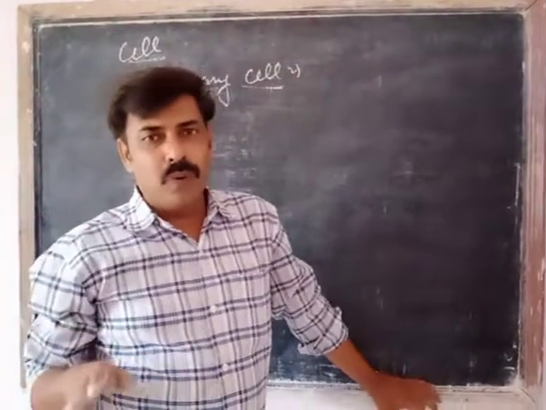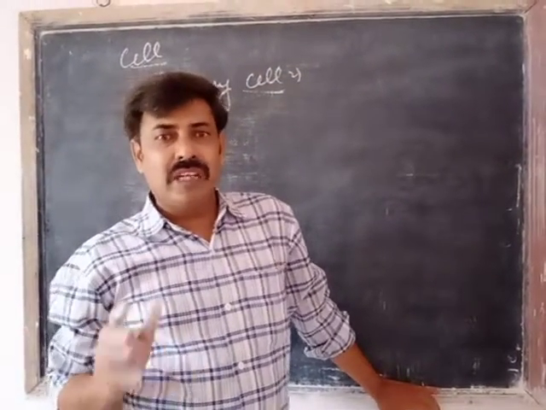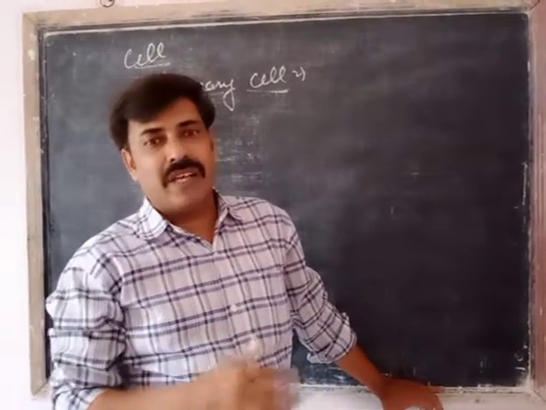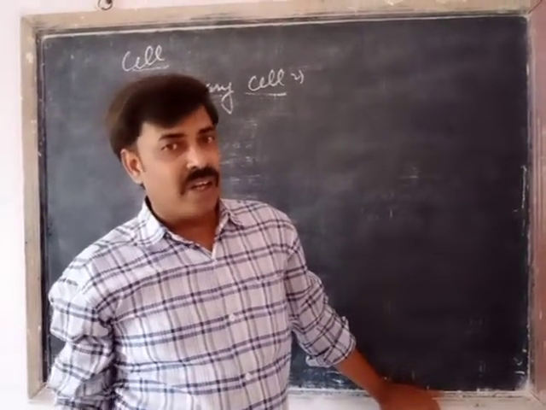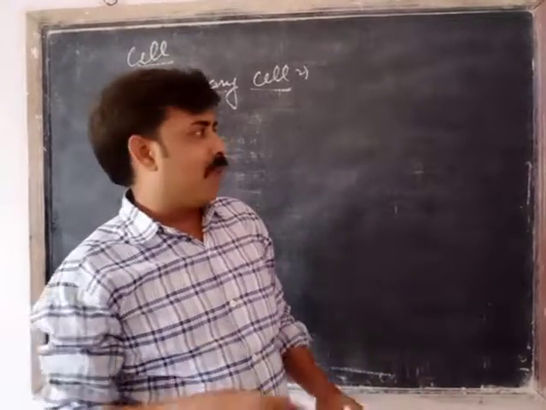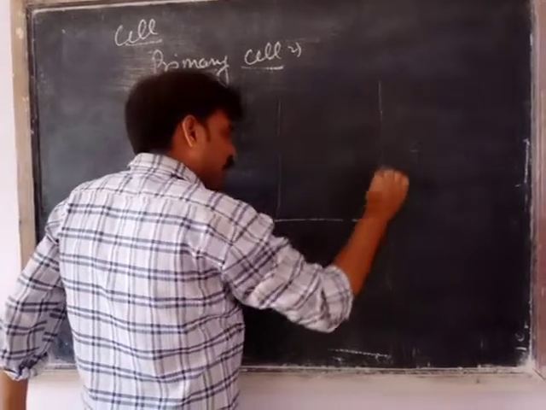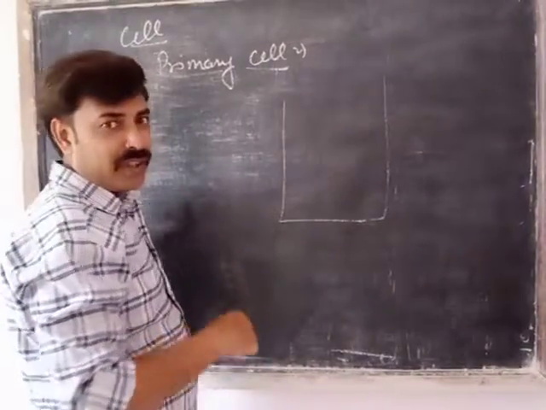Then how will you know that this cell is a primary cell? Generally we say that primary cells are non-rechargeable. So these cells cannot be recharged again and again. When you see the structure of such a cell, we are seeing the normal dry cell.